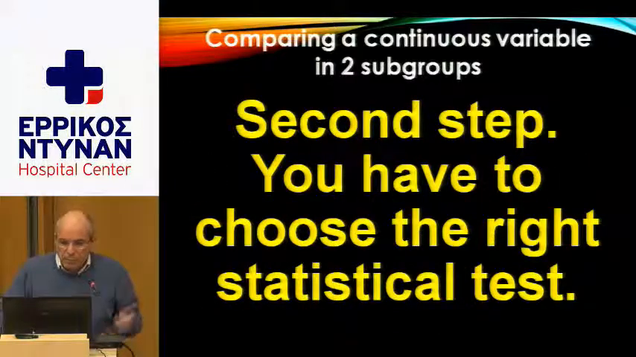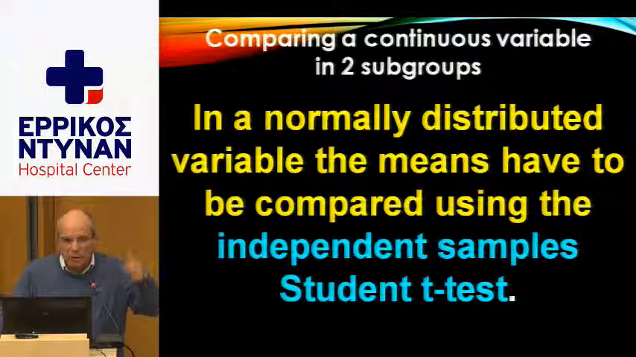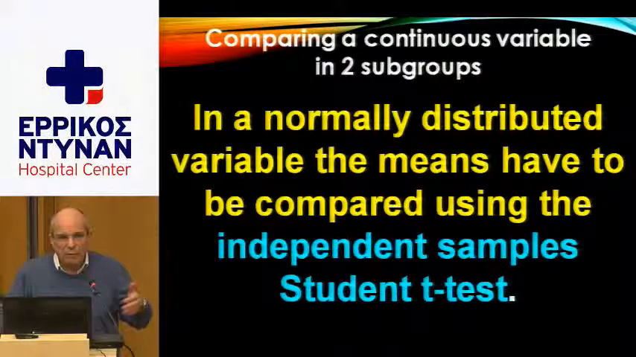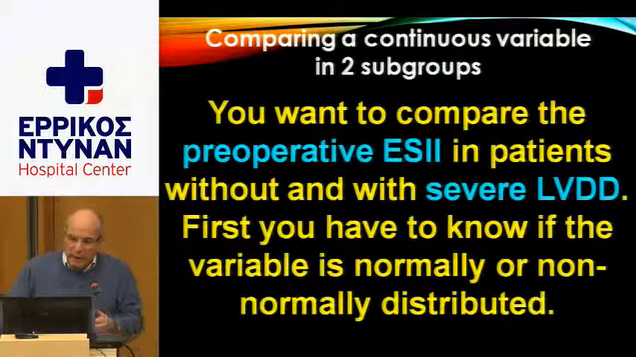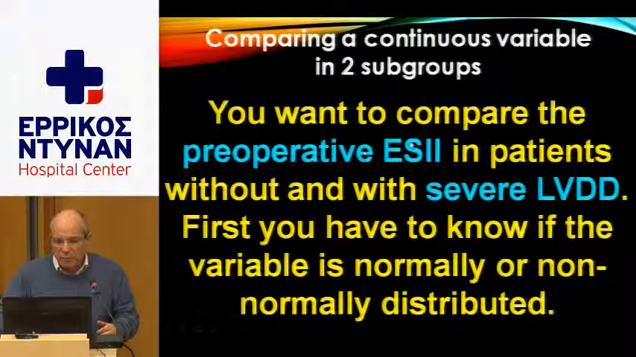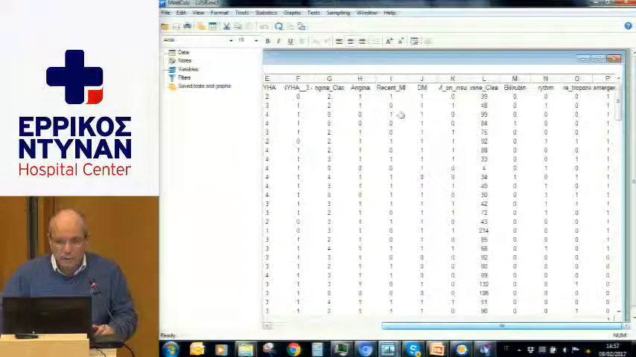The second step, you have to choose the right statistical test. We already did it. And the Student t-test is the most diffused test that everybody, I think, knows somehow. If you are working in the medical area, you heard about the t-test, or the Student t-test. Another example. You want to know exactly the same, but evaluating a preoperative Euroscore in patients with and without left ventricular diastolic dysfunction. Again, you have to know if it is normally or not normally distributed.